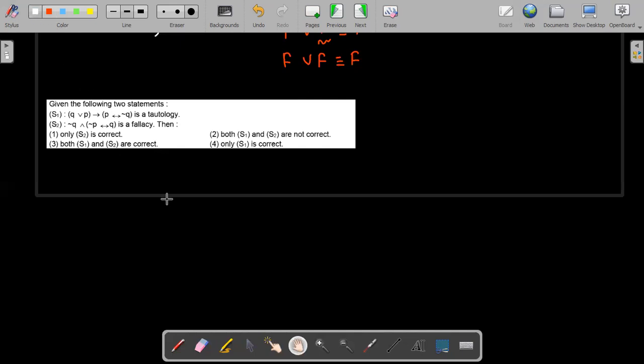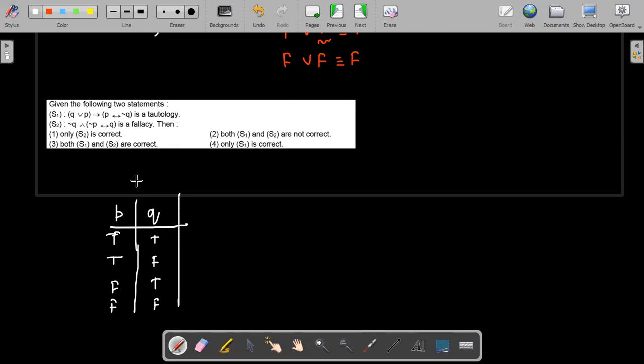So it's very simple. Let us draw the truth table. P, Q: T, F, T, F; T, T, F, F. What we have is Q or P. So Q or P: true, true, true, true, false, false, true, true, false, false, false.